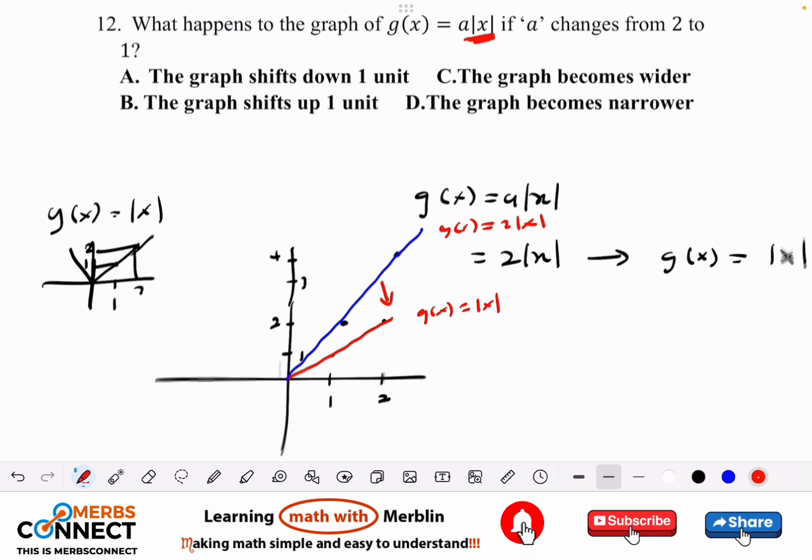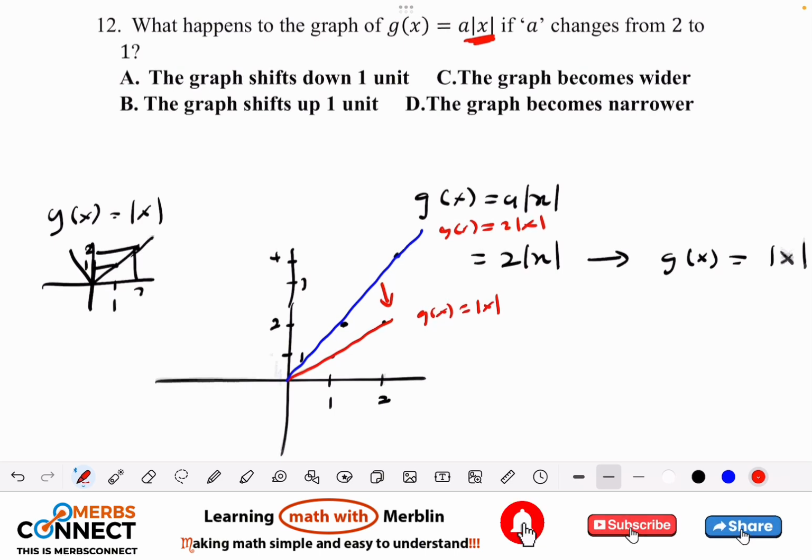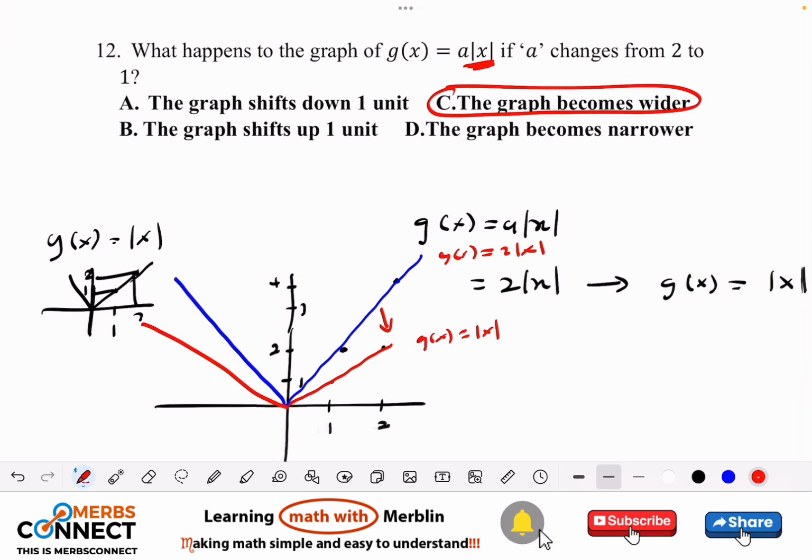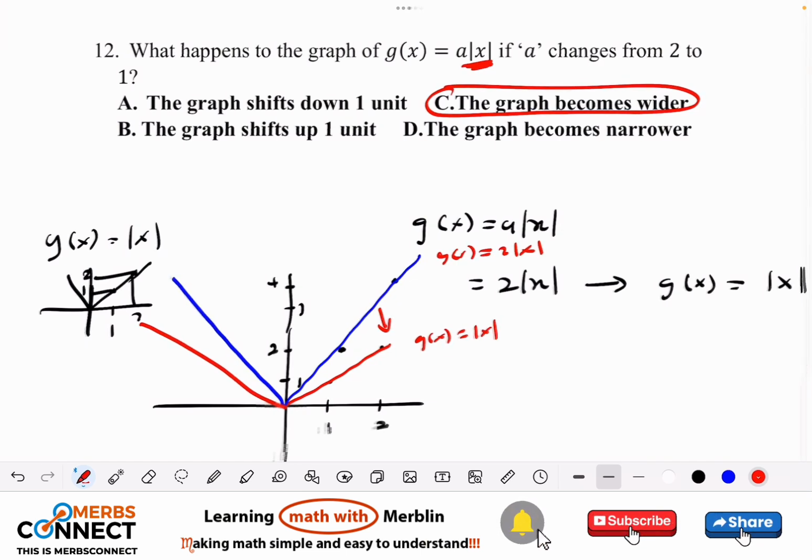Is that right? The graph becomes wider because, as in the question, we are changing from 2 to 1. So the graph becomes wider because this one is narrow, right? And when I change the 2, the graph becomes open, like this. This one is going to go like this, and this one is going to go like this. So this one becomes wider. So this is what we are going to get here. The graph becomes wider and wider.